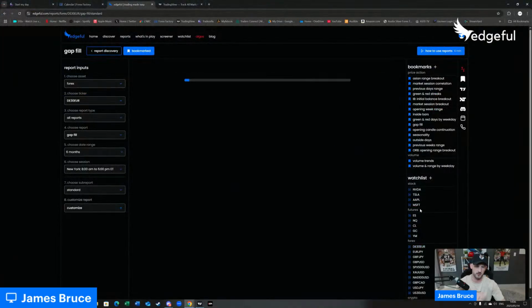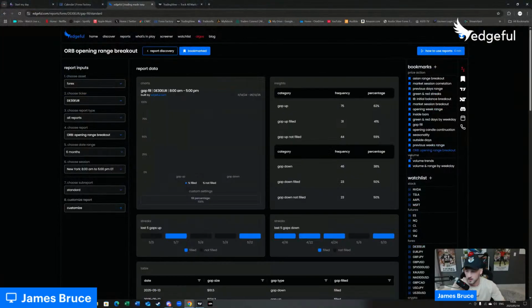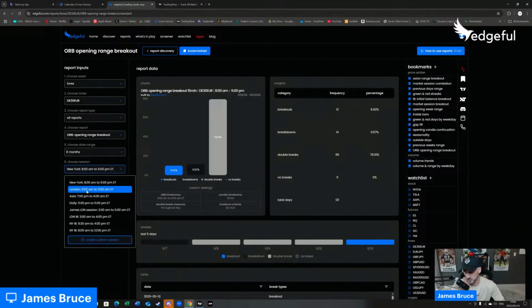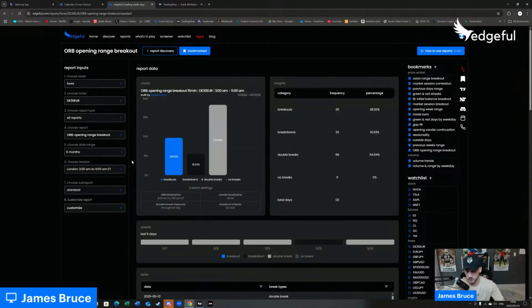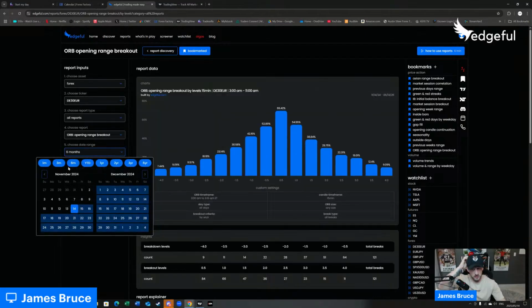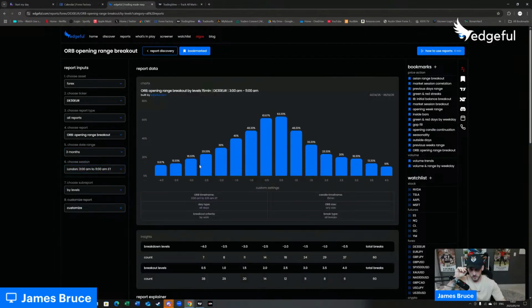What I mean about the opening range is you can actually see over here, in the last 3 months, let's go to the London session because you need to make sure the correct timing's on here. And let's go by levels. You can see that in the last 3 months, when we break that opening range low, 61% of the time, we go at least negative 0.5 R of that ORB.